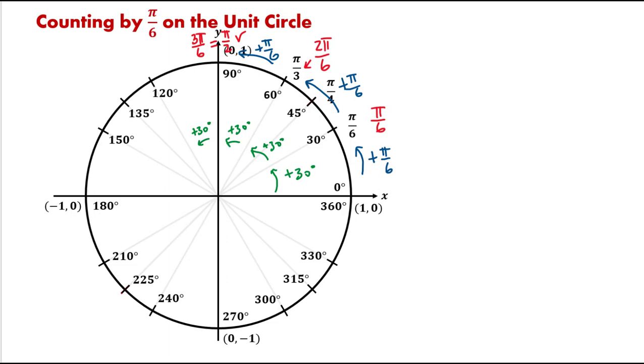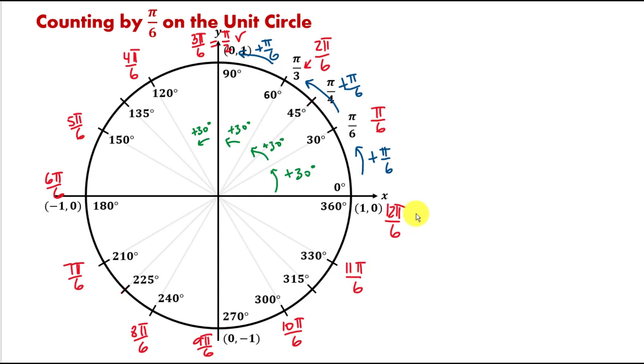But let's keep going. By the way, I'm not going to simplify fractions yet because I want to keep same denominators. I'll simplify them once I am finished with this process. So as I add another pi over 6, it's going to be 4 pi over 6, 5 pi over 6, 6 pi over 6, and all the way to 12 pi over 6.